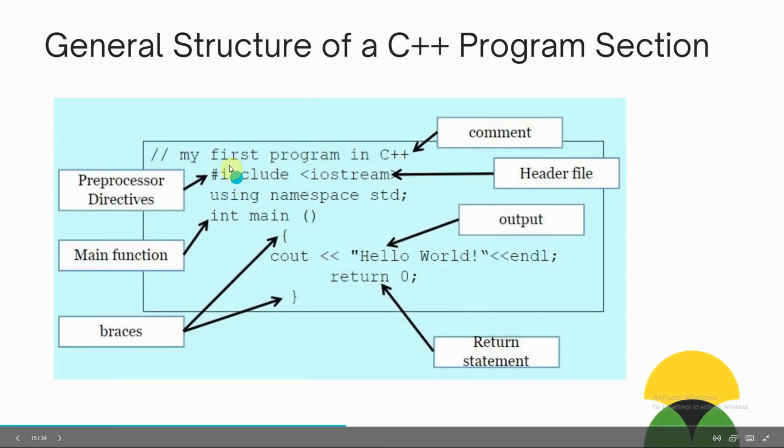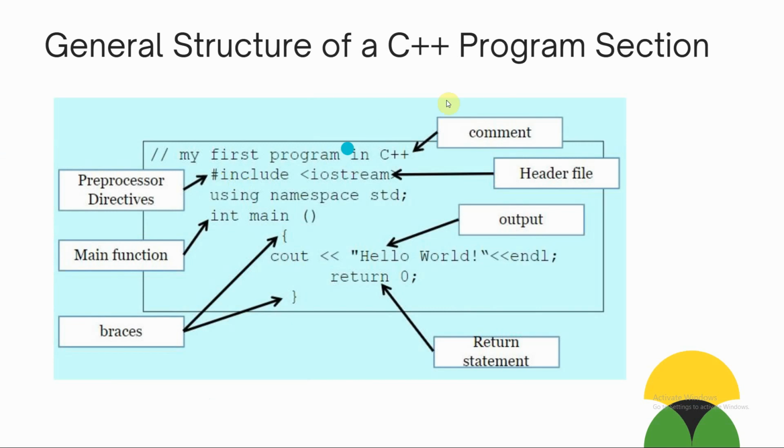So this is another description with the same output, but we'll have these comments and the header file added in the include. Again, the preprocessor directives, and we have the main function using int main, and the output here is the cout, using this command to put out the output, hello world, and we also use the return statement and these braces, basically the open and close symbols for the main function.